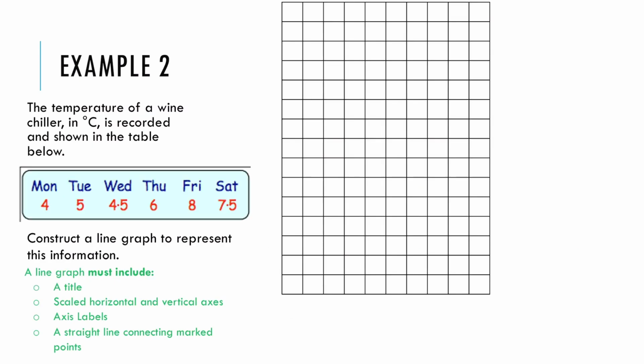So let's look at this example here. The temperature of a wine chiller in degrees Celsius is recorded and shown in the table below. Construct a line graph to represent this information, and I've put our little checklist down there. So again, looking at these numbers, the range isn't too big. Our highest number we have here is 8 and our smallest number is 4. So I could just use one box per number this time. I only have 4 numbers as my range here. Going up the side then, I will make sure that I have one box per number. Starting at 0, write my numbers on the lines and going all the way up till at least 8, okay?